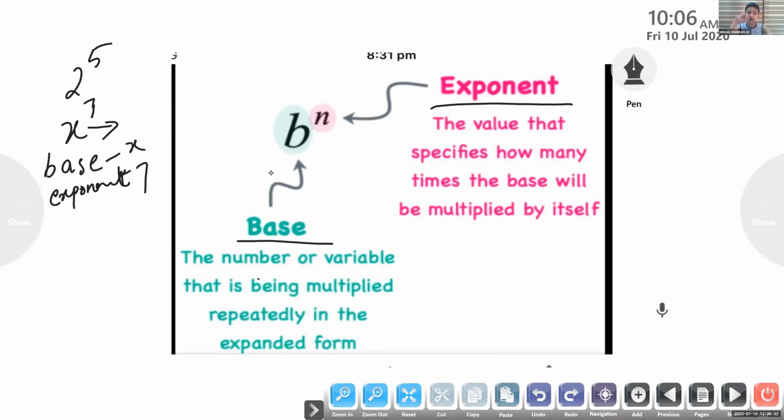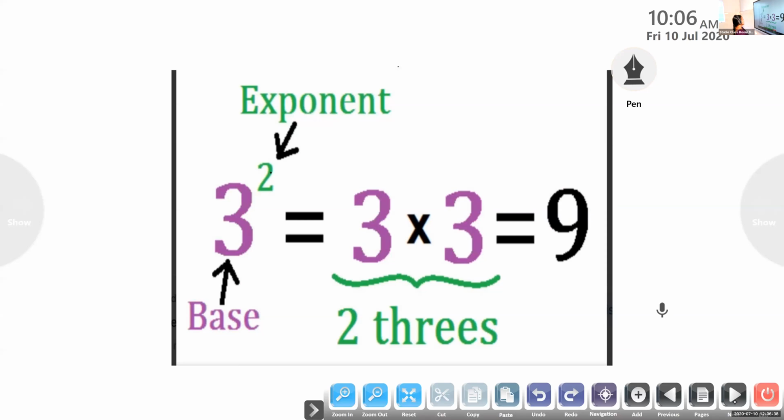Now, I will show you some examples. 3 square means 3 into 3, which we know is 9. So what does this 2 represent? 3 is multiplied 2 times. There are two 3s, and they are multiplying.